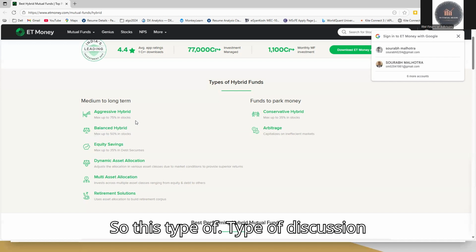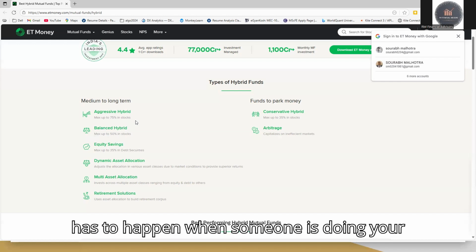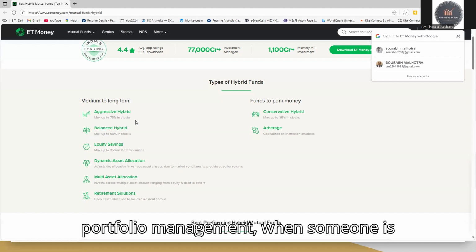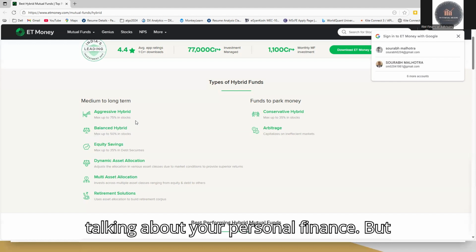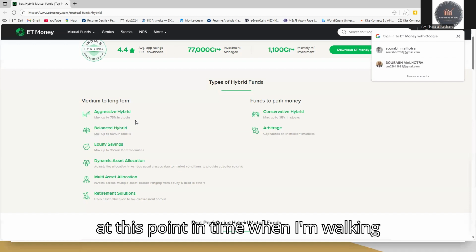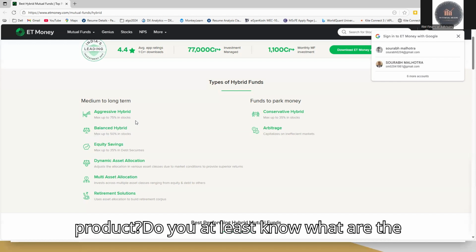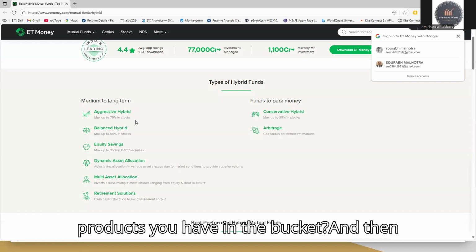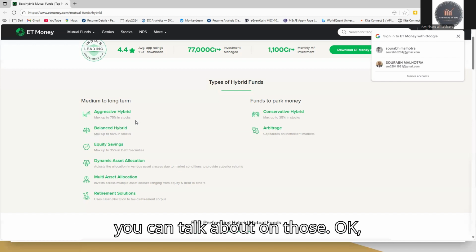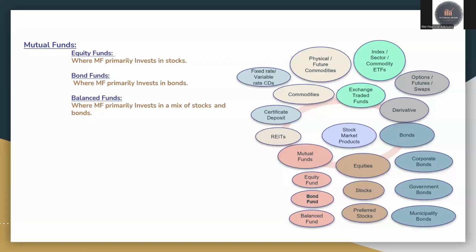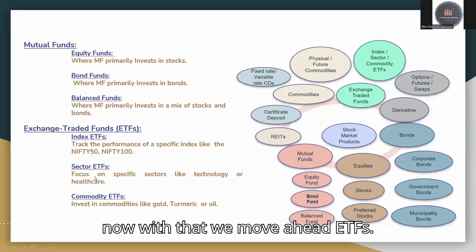So this type of discussion has to happen when someone is doing your portfolio management, when someone is talking about your personal finance. But at this point in time, when I'm walking through these products, do you know the product? Do you at least know what are the products you have in the bucket? And then you can talk about those. Okay. Now, with that, we move ahead.